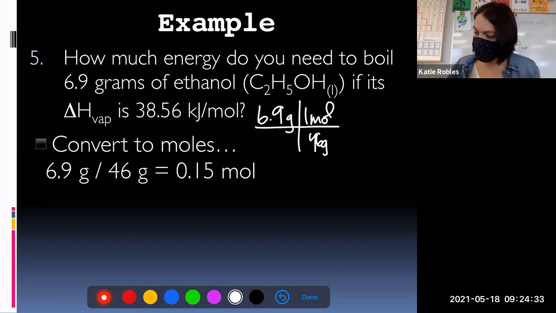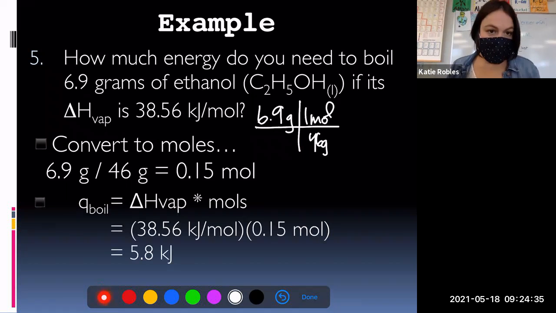0.15 moles. Then I'm going to plug it into that same equation, being sure to take into consideration it is not water, so it does not have a heat of vaporization of 40. It's a little bit lower. I had to look it up on that chart, and I get 5.8 kilojoules.